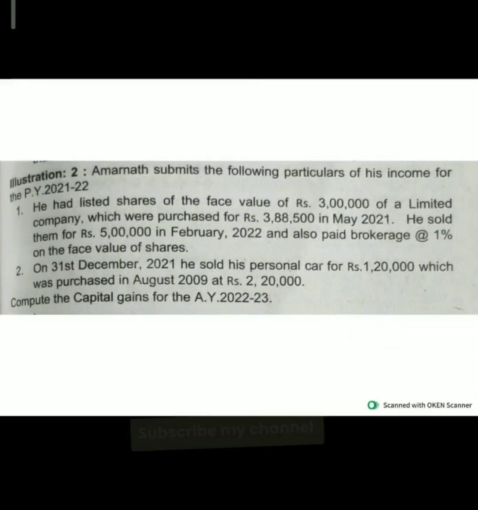Here, two assets' details are given. First asset is a listed share. Second asset is a personal car. He had listed shares of the face value of rupees 3 lakh of a limited company, which were purchased for rupees 3 lakh 88,500. This one is the cost of acquisition in May 2021. He sold them for rupees 5 lakh in February 2022 and also paid brokerage at 1% on the face value of shares. So this is all the listed shares related information.